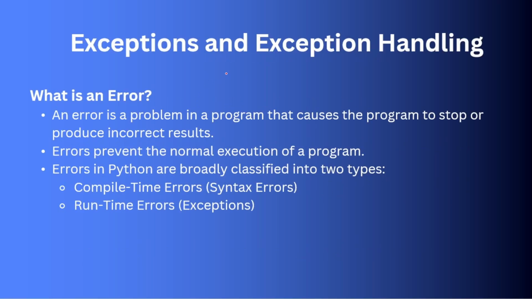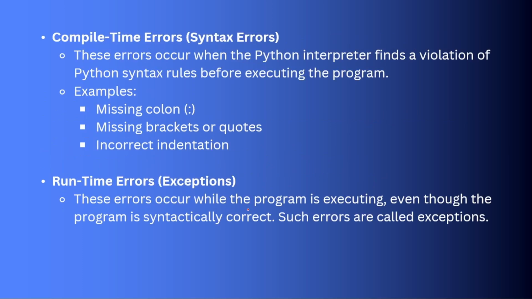Exceptions and exception handling. So what is an error? An error is a problem in a program that causes the program to stop or produce incorrect results, right? Something that is interrupting the flow of the program, or something that is causing the program to produce an incorrect result. That is an error. An error prevents the normal execution of a program. Errors in Python are broadly classified into two types: compile time errors, which are syntax errors, and runtime errors, which are exceptions. Okay, so we'll be learning about both of these.